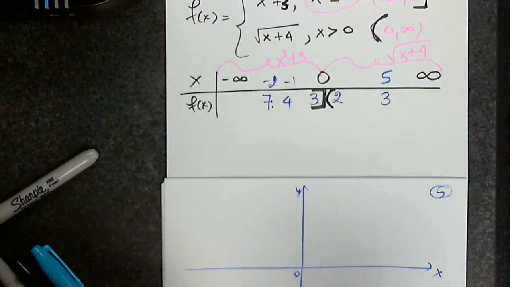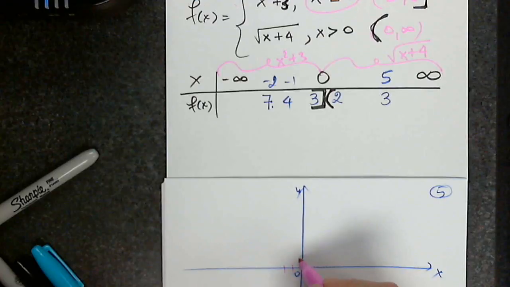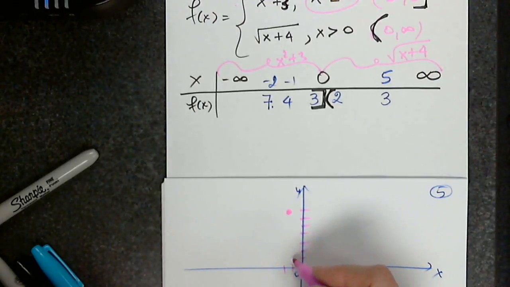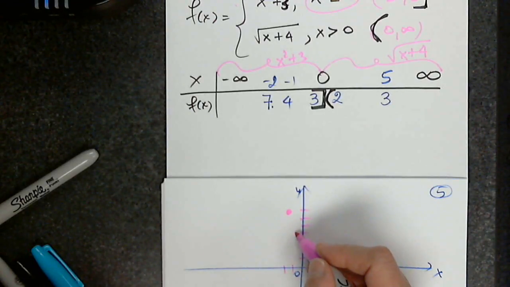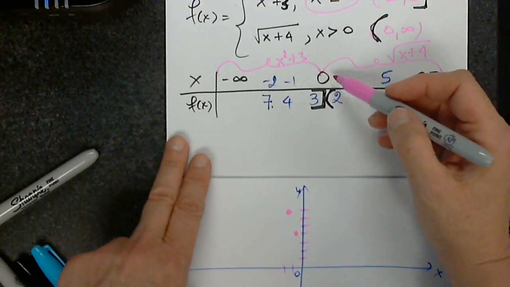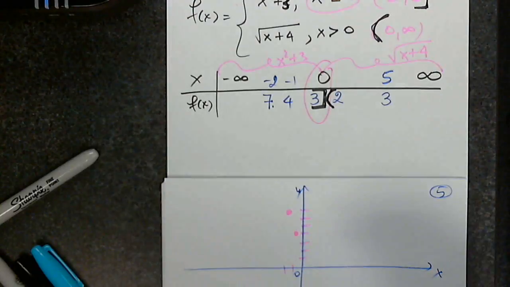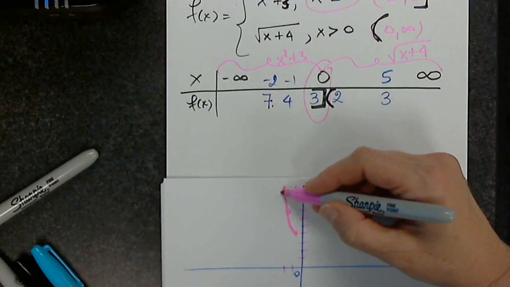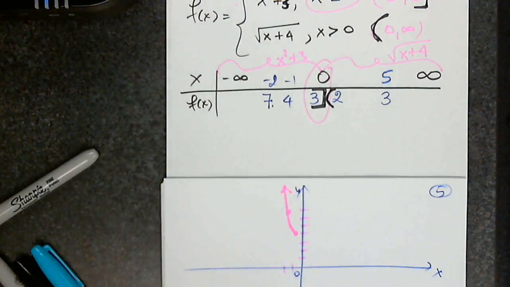I see negative 2, 7. Right here. Negative 1, 4. 1, 2, 3, 4. It's a full point because of the bracket, and it opens upward, and it's a parabola, and it has to stop at the point 0, 3.